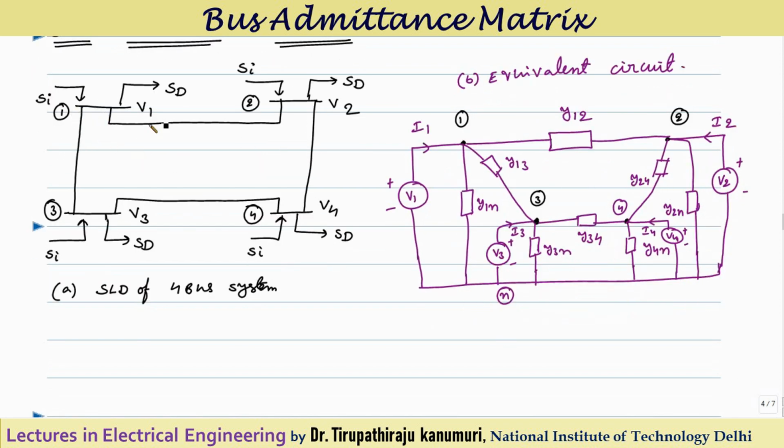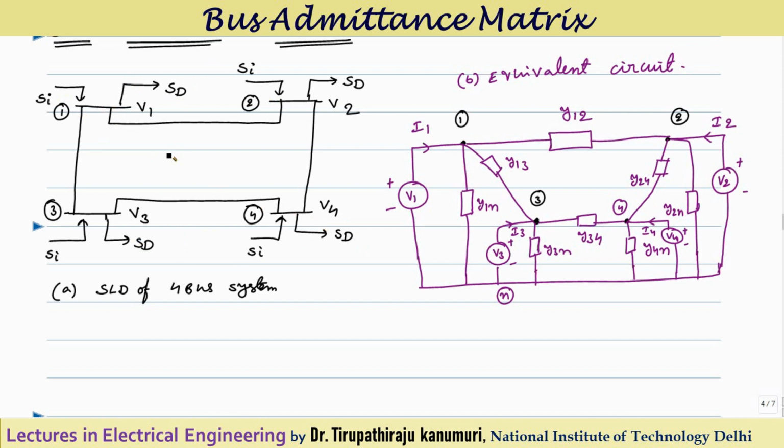I am taking the buses 1, 2, 3 and 4, and the voltages at the respective buses I am taking as V1, V2, V3 and V4, as well as the power that is injected, which I am representing by SI, and the power that is taken by the load, which I am representing by SD. D stands for demanded or drawn. So SD at the respective buses. So how do we analyze this to form the Y bus?